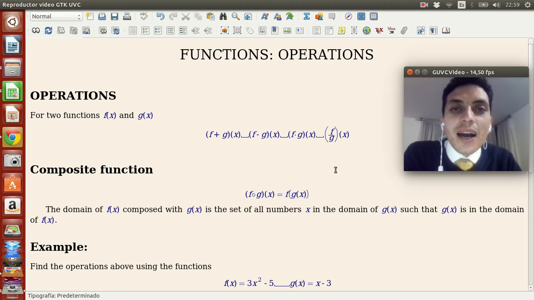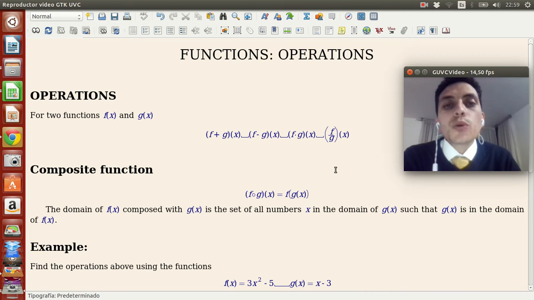Hi, I'm going to explain to you today how to work with functions, how to operate them, and how to find the inverse of a function.